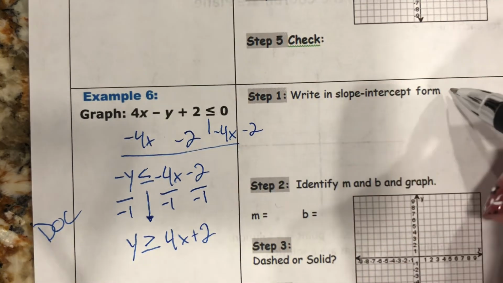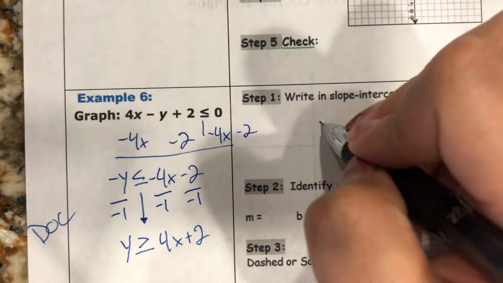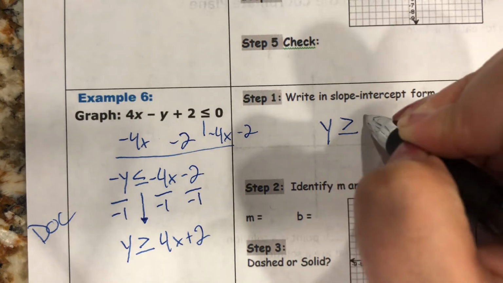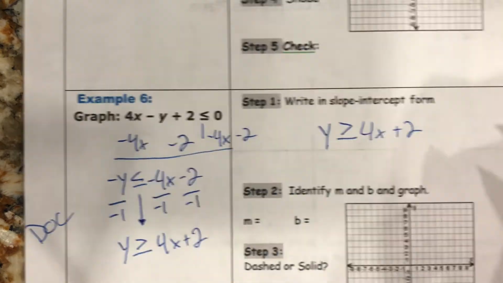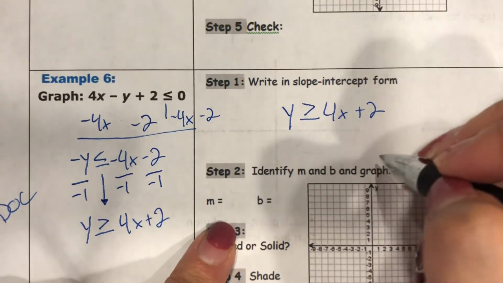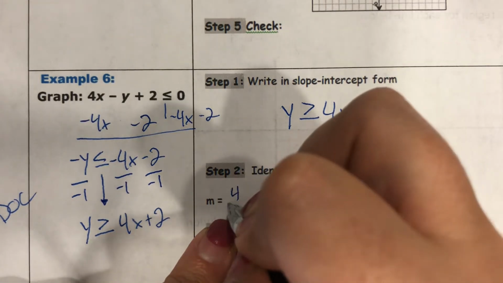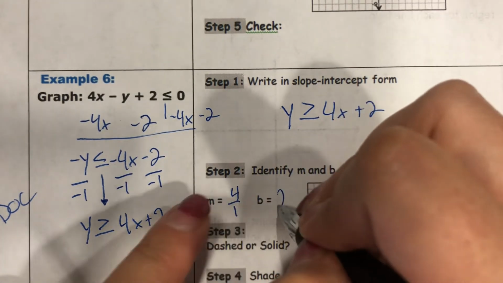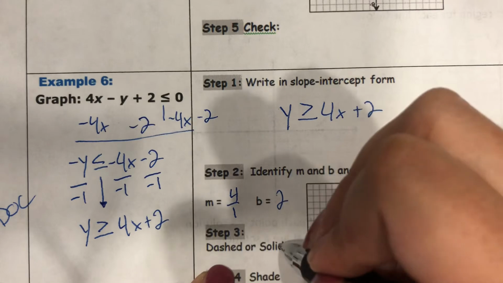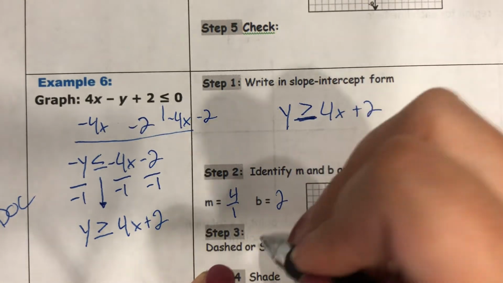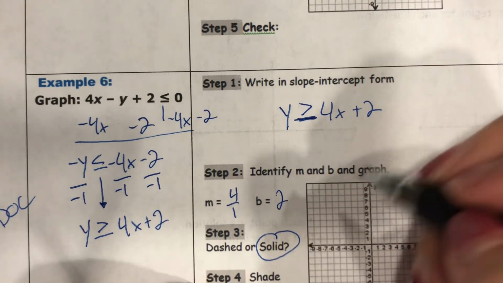All right, so now step 1 is done. We have y is greater than or equal to 4x plus 2. Identify my m and my b. My m is 4 over 1. My b is 2. Is it dashed or is it solid? Since I have the little line on the bottom, it's going to be a solid line.